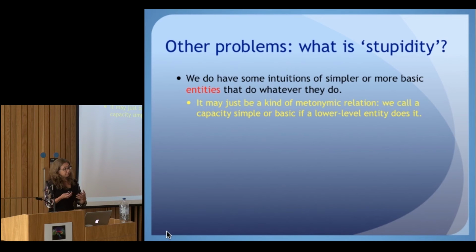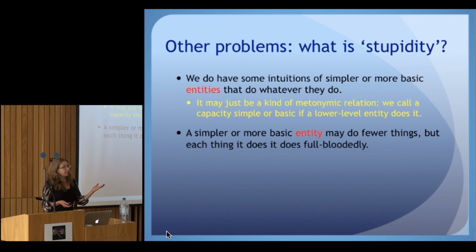So it could be, I think this is probably right, when we talk about a simpler or more basic capacity, what we're really doing is a sort of metonymic relationship, where we call the capacity basic, or we call the capacity simpler, if a lower level entity does it. So you might say rotating is simpler because atoms do it. And saying that doesn't prevent people from doing it, doesn't prevent planets from doing it. But we still call it simple because the low-level entities can do it, okay?